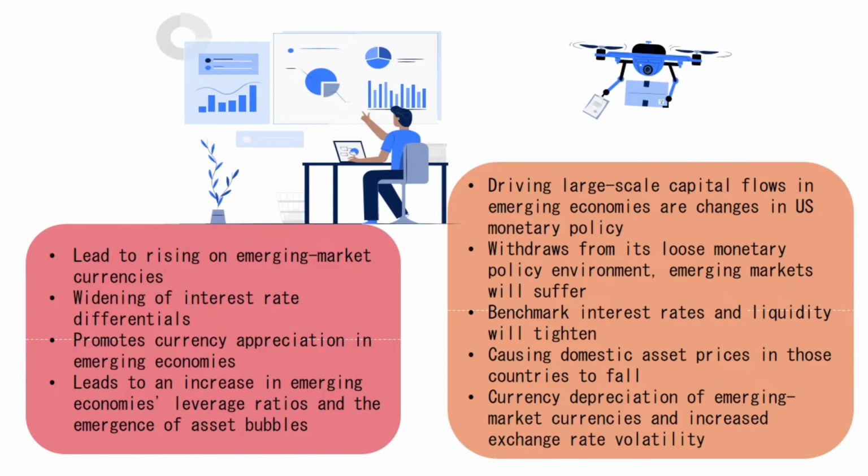The United States unconventional monetary policy has not only led to a rise in emerging market currencies, but has also resulted in a continued widening of the interest rate differential. Under the influence of these two factors, the liquidity created by the United States through unconventional monetary policy flows into emerging economies with relatively high interest rates and fairly rapid economic growth.